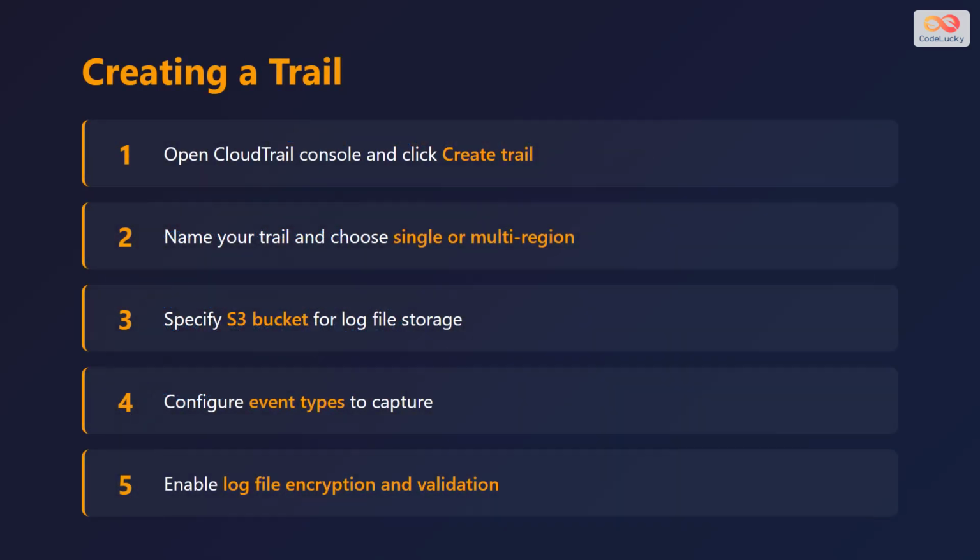Creating a trail involves 5 steps. First, open the CloudTrail console and click Create Trail. Second, name your trail and decide whether it should capture events from a single region or all regions. Third, specify an S3 bucket where log files will be stored. Fourth, configure which event types you want to capture, such as management events, data events, or both. Fifth, enable log file encryption using AWS Key Management Service and turn on log file validation to ensure integrity.